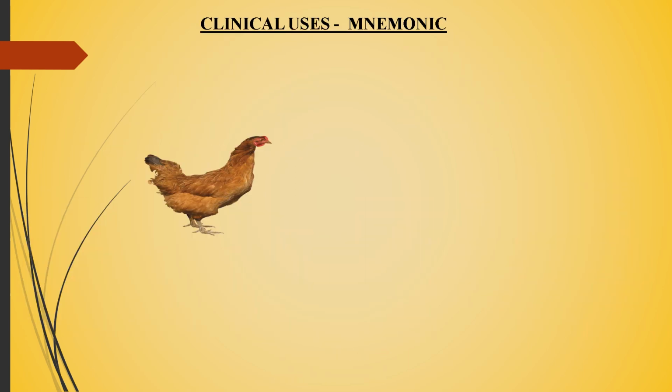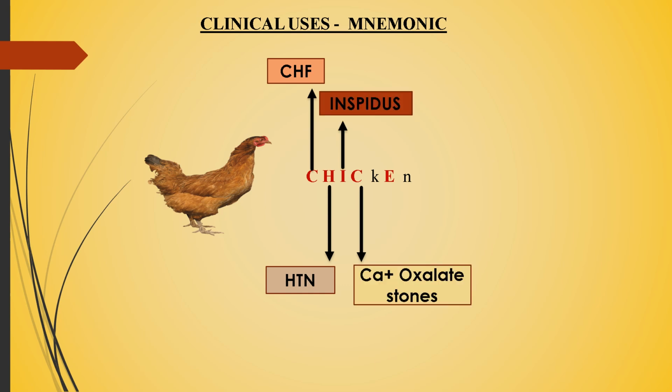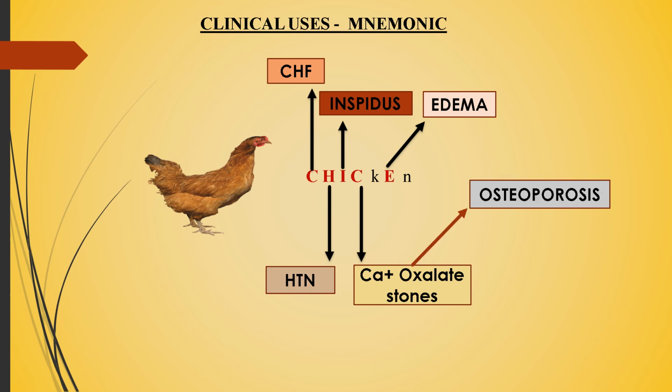We can easily remember the clinical uses with the mnemonic CHICKEN: C for congestive heart failure, H for hypertension, I for insipidus, C for calcium oxalate stones and E for edema. In calcium oxalate stones, we have an O here. Remember this O as osteoporosis.